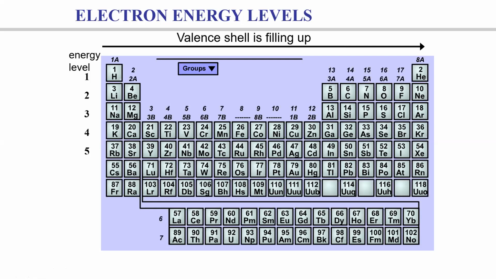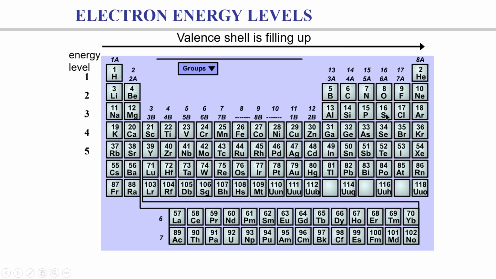If we need to add more electrons, we need to jump up to the third valence shell, and those elements are indicated on the third row of the periodic table. So sodium has 1 electron in the third valence shell. So it's the first element in the third row. Magnesium is going to have 2 electrons in the third valence shell.